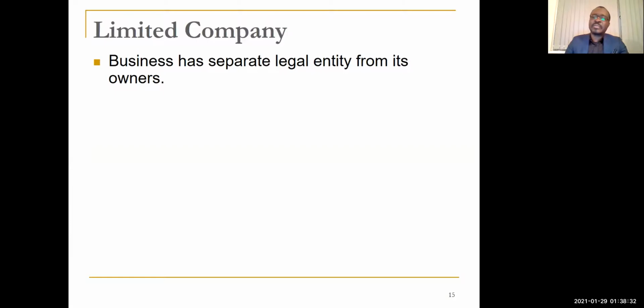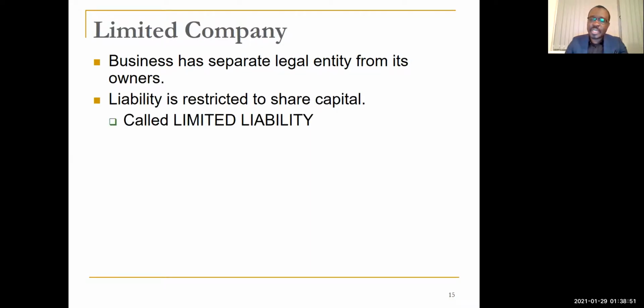Companies which are limited by shares, or by guarantee, okay. So businesses usually will have separate legal entities from their owners. So the company is liable for any risk and rewards, rather than the owners who are contributing their shares. So the liability is restricted to the share capital. That's why we call it a limited liability. All right.